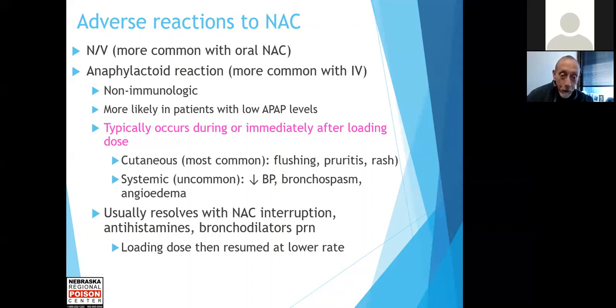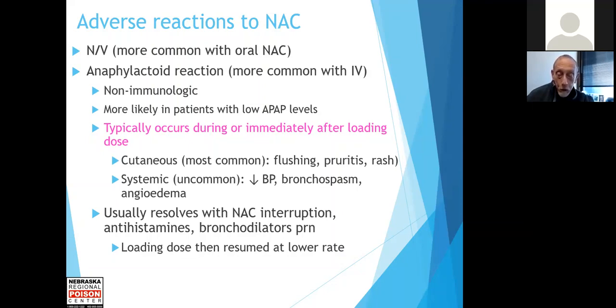Is there any adverse reaction to acetylcysteine? Well, if it's given orally, it's usually nausea and vomiting. If it's given intravenously, they can get anaphylactoid reactions. They're not immunologically mediated, but they are mediated by histamine. And they can look a lot like an allergic reaction. Most of them are cutaneous with flushing, urticaria, pruritus, and most of them are relatively easy to deal with. Stopping the infusion, giving them antihistamines.